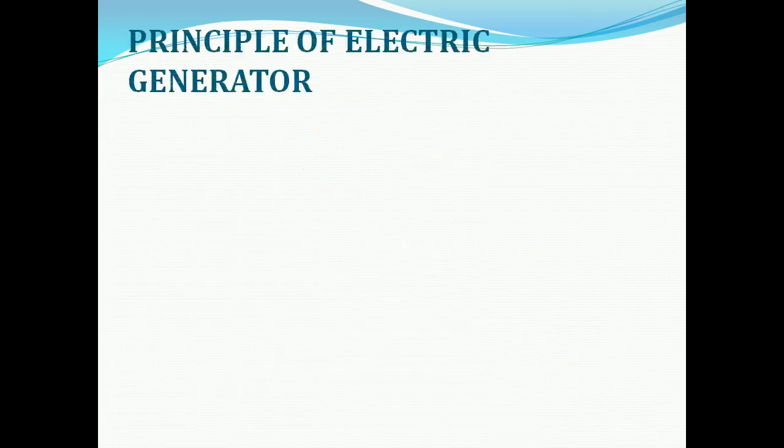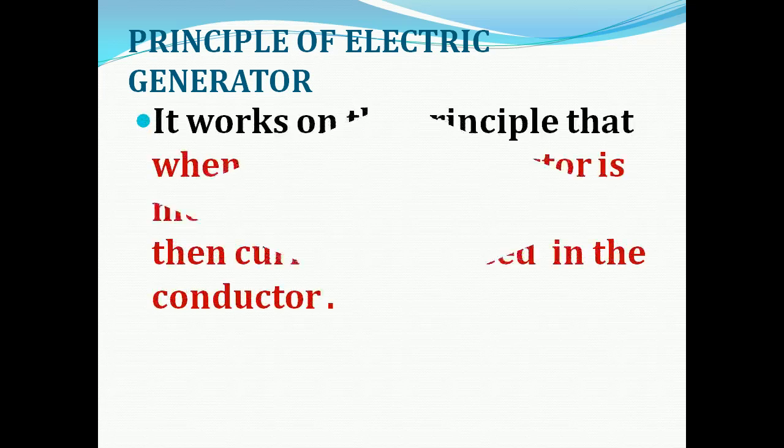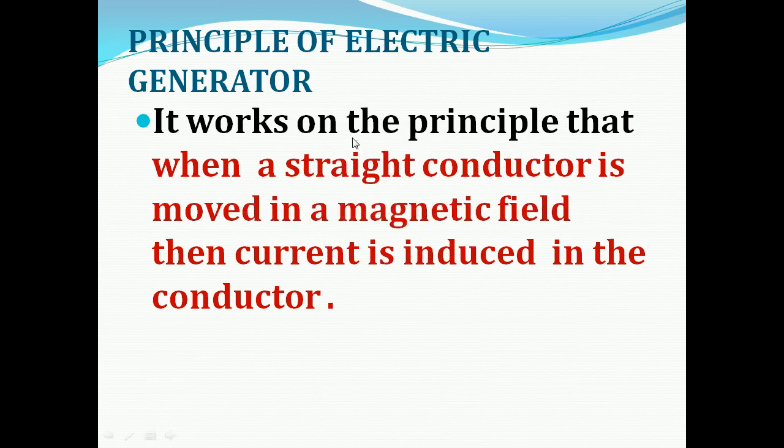Now we can see the principle of the electric generator. It works on the principle that when a straight conductor is moved in a magnetic field, current is induced in the conductor. In the last part of the video, we have seen that when we move the magnet, current is induced in the conductor. The same principle is used in the working of an electric generator.